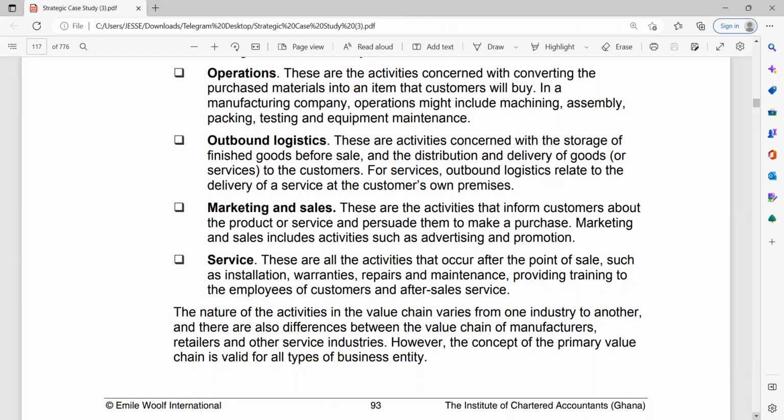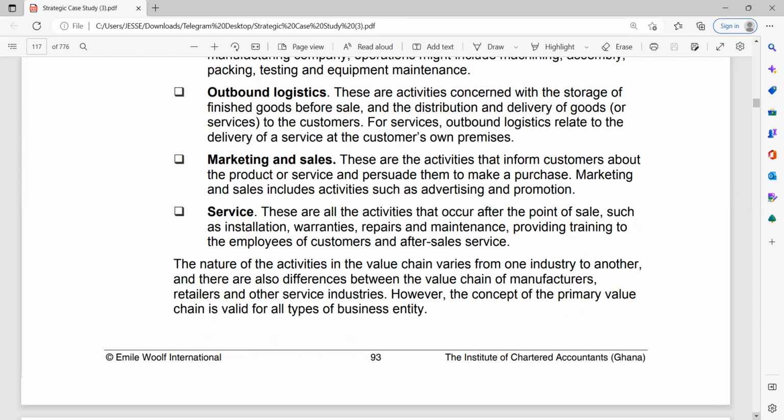These are all the activities that occur after the point of sale, right? So after the point of sale, you have things like installation, repairs and maintenance, warranties, all activities that occur after the point of sale come under service. There are times where people go to buy a television at a shop, and as part of the service, they install the television at your house, or they install the air conditioning equipment at your house. A typical example would be a DSTV decoder or a multi-TV decoder. After you buy it, they come to your house and install it for you. That's service or after sales service.